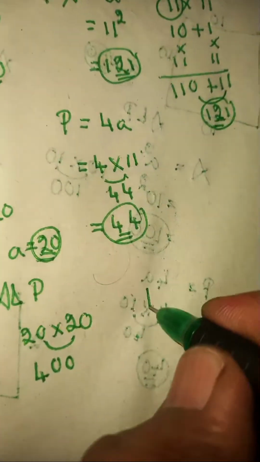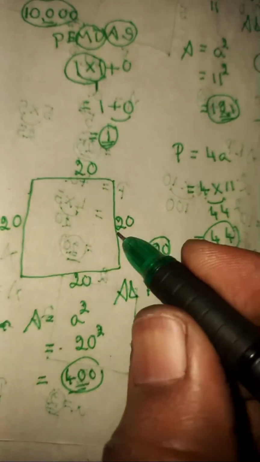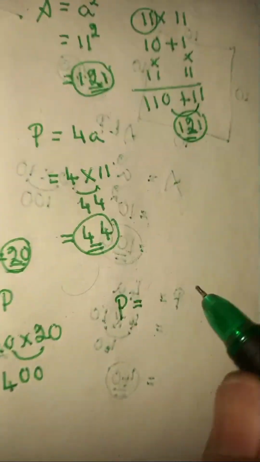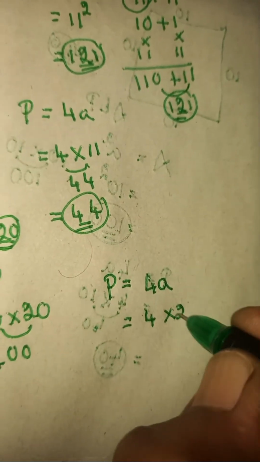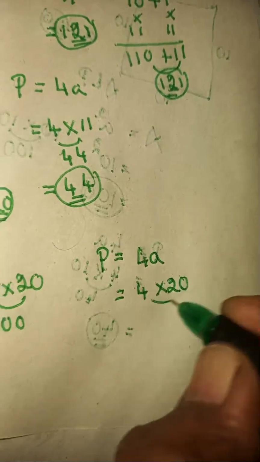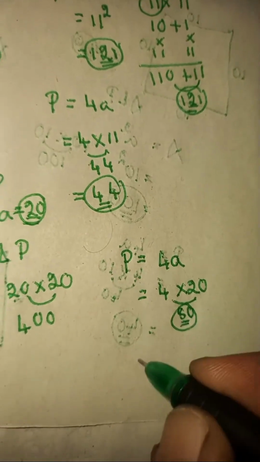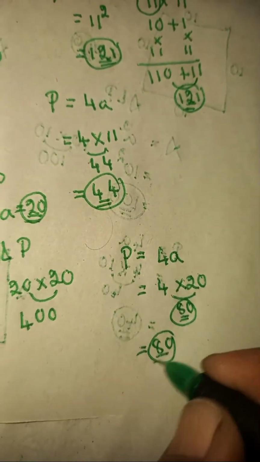Now let's find out the perimeter. Perimeter means that is 4a. 4a means 4 times 20 units. 4 times 20 means it is going to become 80 units.